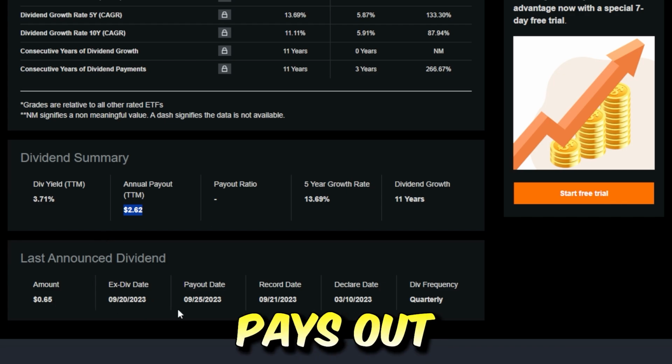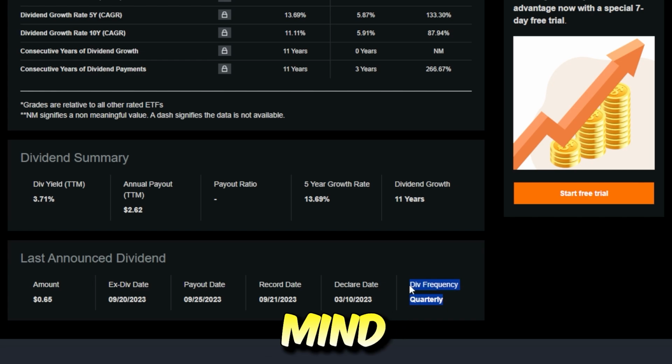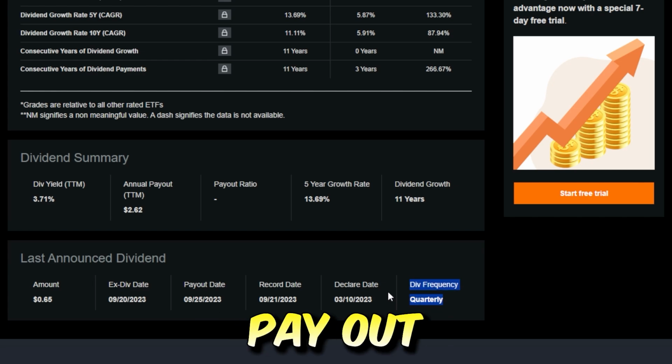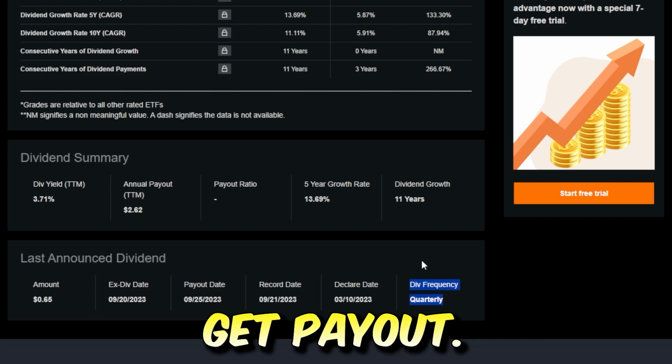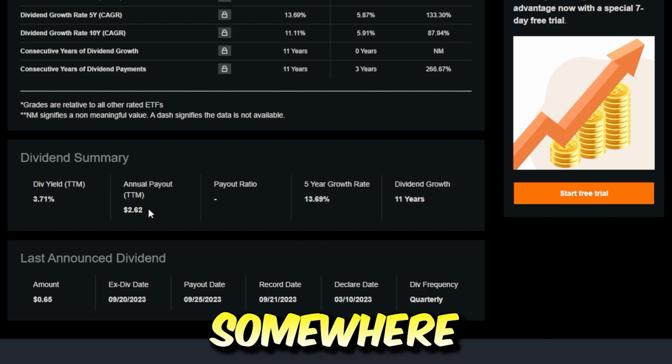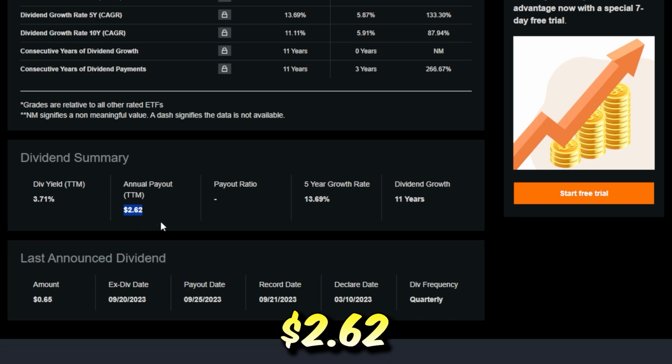Now, SCHD pays out a dividend on a quarterly basis. Keep in mind, some stocks and some ETFs pay out dividends on a different frequency, such as monthly. But for SCHD, you are going to get paid 4 times per year, somewhere around $2.62 divided by 4, which equals around 65 cents or so.